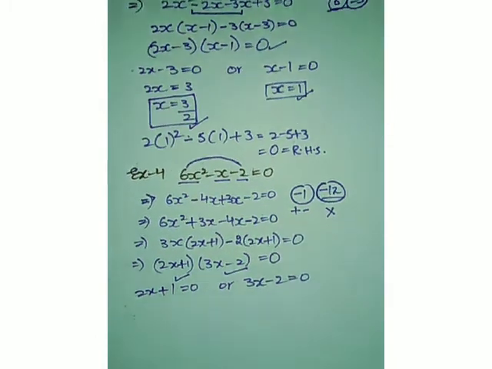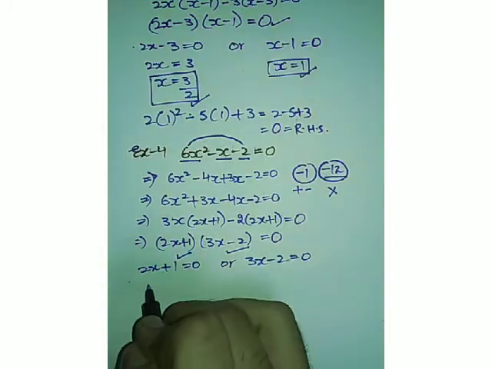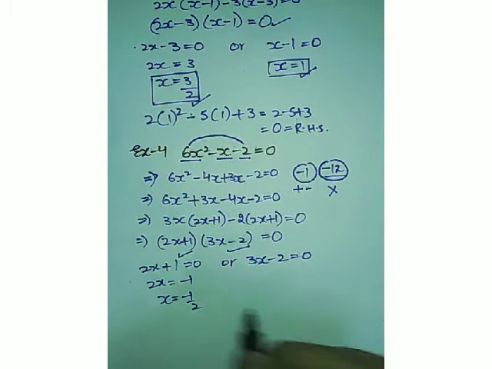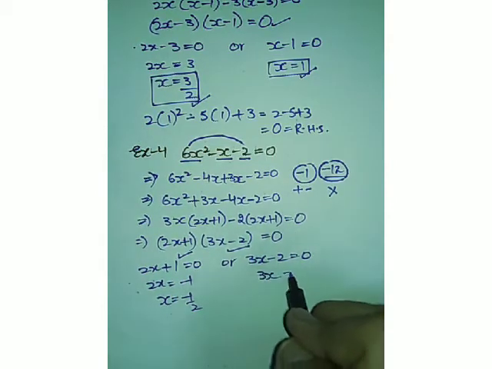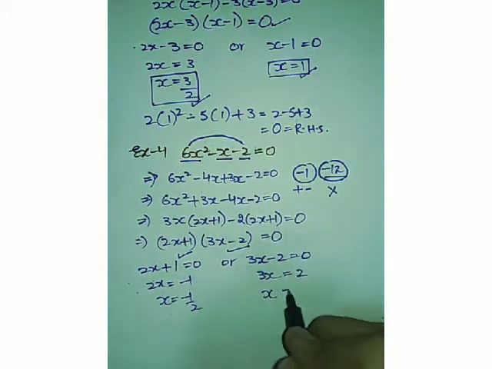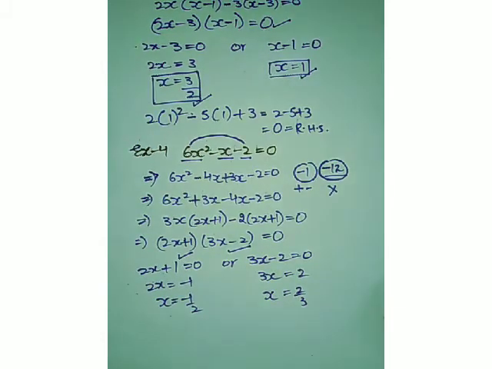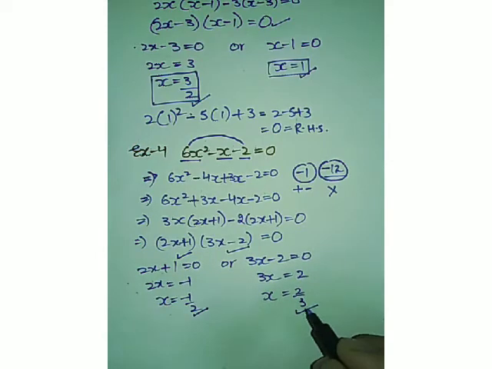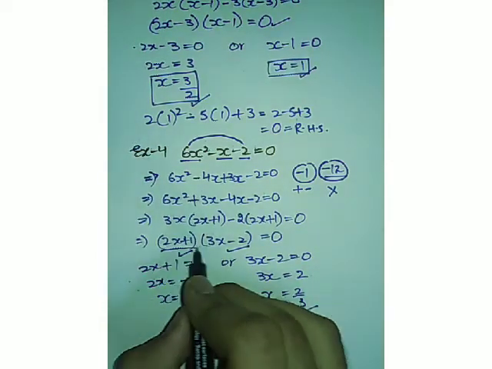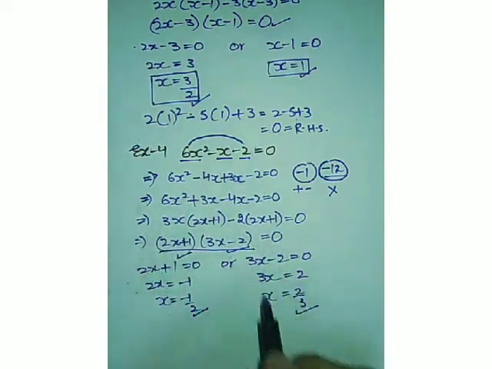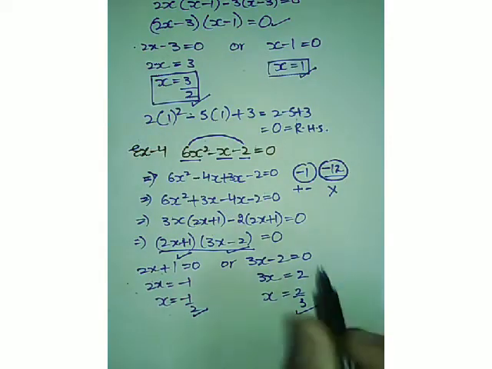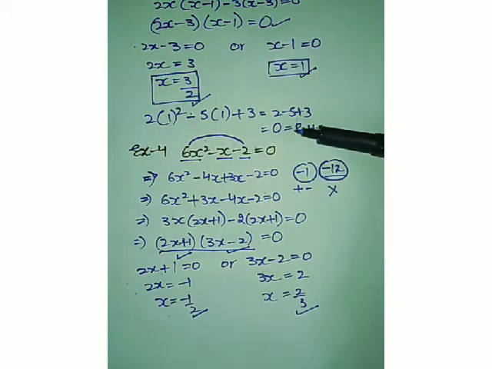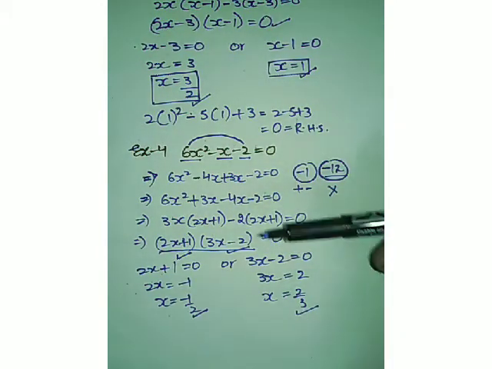So when 2x plus 1 is equals to 0, what you will get? 2x is equals to minus 1 or x is equals to minus 1 by 2. From here 3x is equals to 2 or x is equals to 2 upon 3, right? So these two are the factors or roots of the given equation. In fact, these two were the factors, and by using these factors we have found the roots of our given quadratic equation.